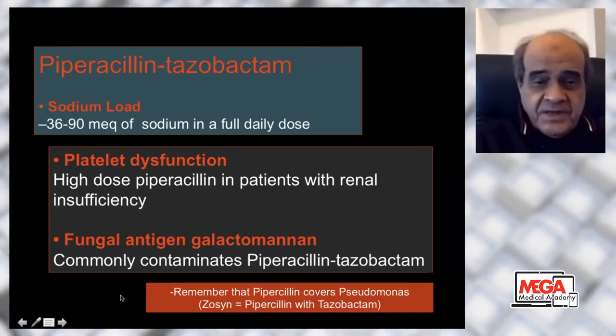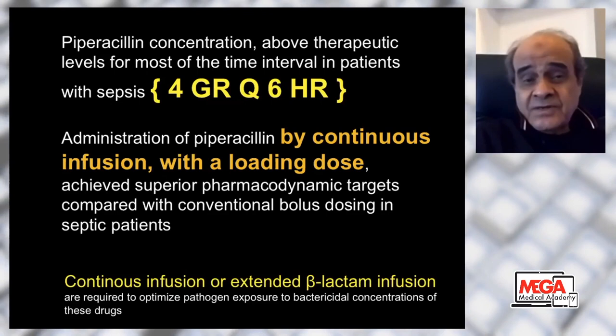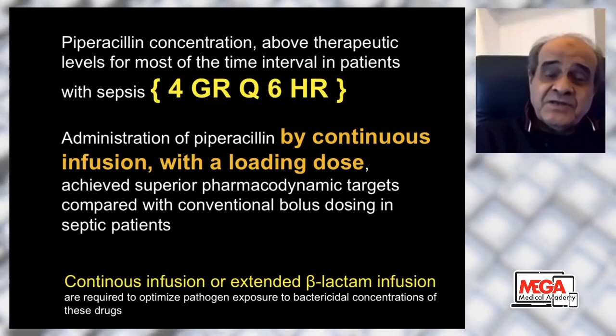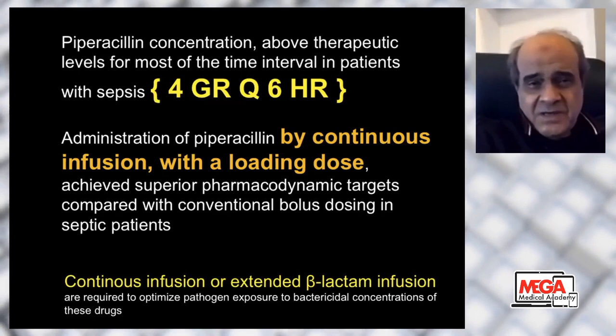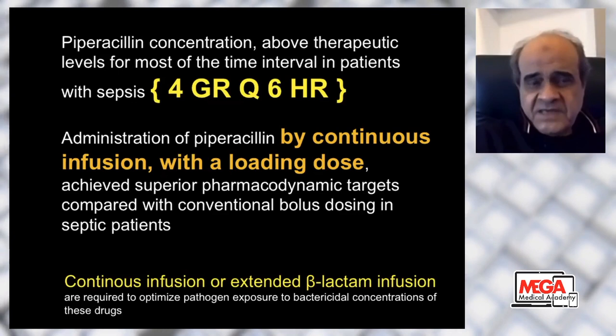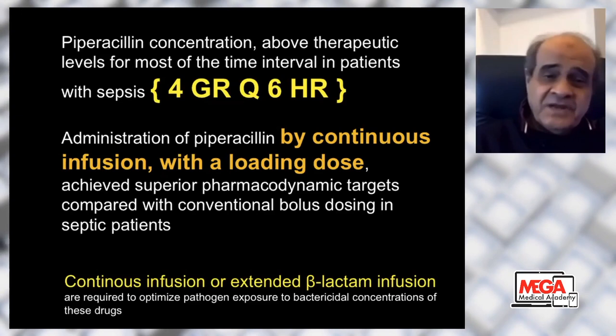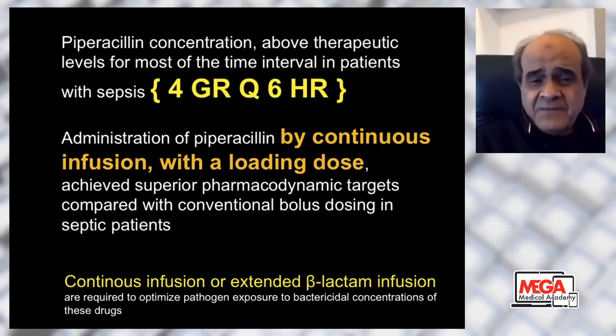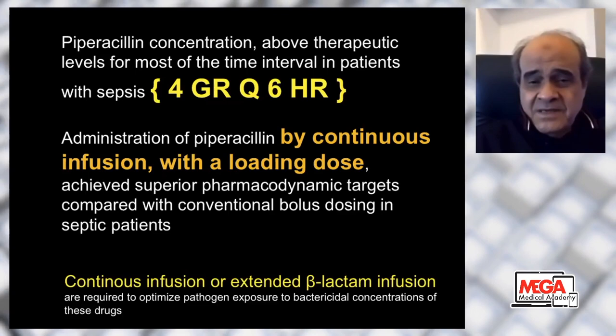The doses, as I told you in the first slide, you have to consider and give attention to the right dose. Piptazo is one of the drugs where we have to use frequent doses or continuous infusion because its efficacy depends on the time factor. So we use it 4.5 grams every 6 hours, better than every 8 hours, and better to give it through infusion. Really, infusion of beta-lactam drugs decreases the toxicity of the drug and decreases nephrotoxicity.